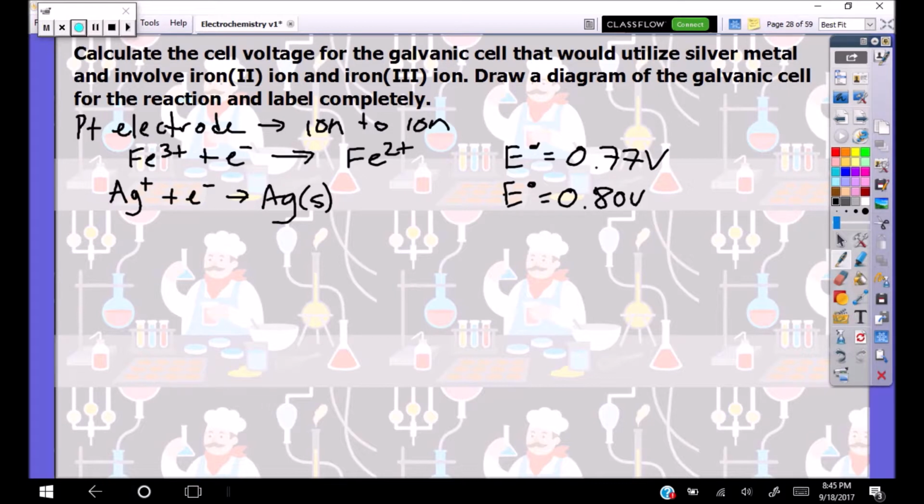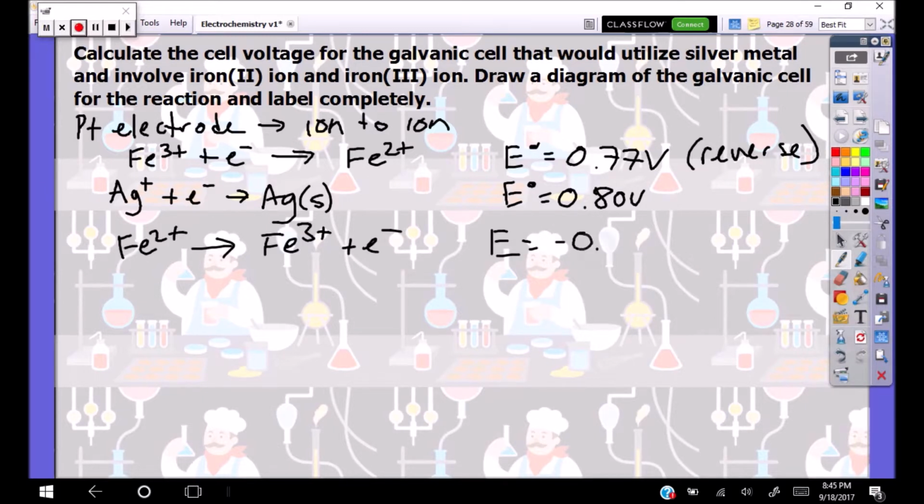So we're using silver metal. If we were to reverse silver metal, we would have a negative 0.8. If we add negative 0.8 to a positive 0.77, we would get a negative number, so that would not work. We would have to reverse this one here, the one with the ions. If we reverse that one, we would be able to get a positive cell potential that would work for us.